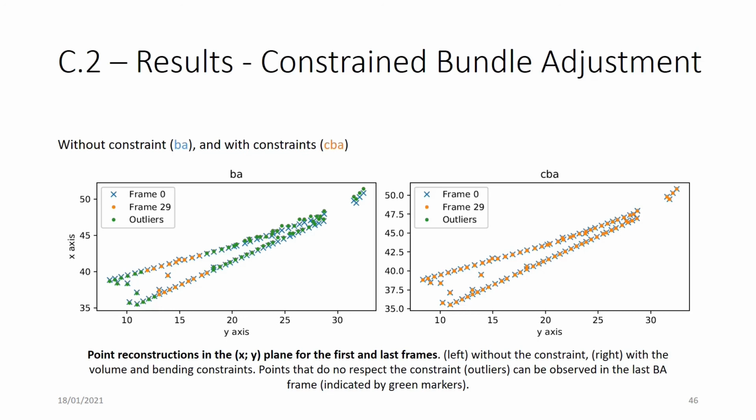On this graph, what you can see is the reconstruction at the beginning with the blue crosses in the background, and at the end of the motion sequence with the dots. Without the constraints, you can see that points are diverging during the motion sequence, and at the end you've got many outliers, while using the constraints, points stay close to their initial position within the mechanical limits.